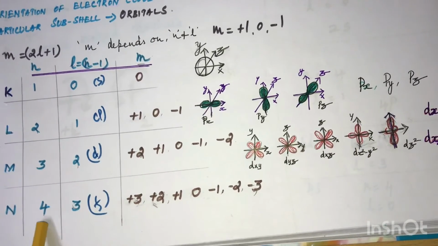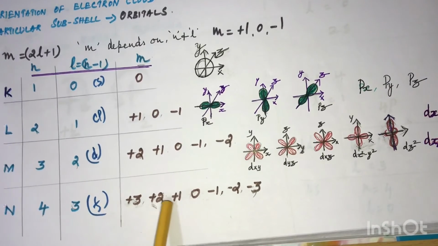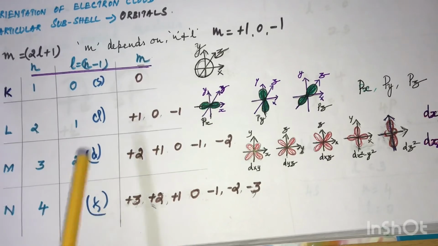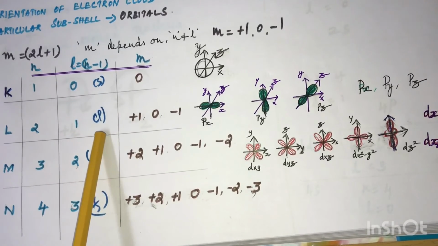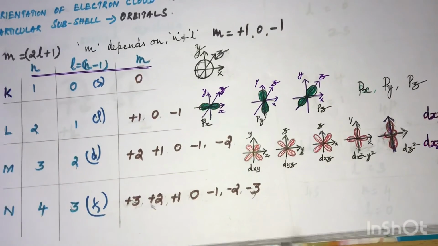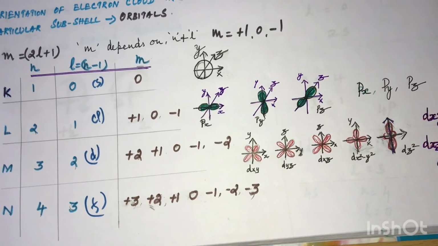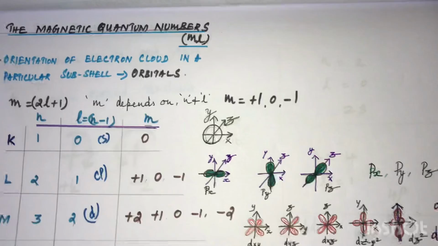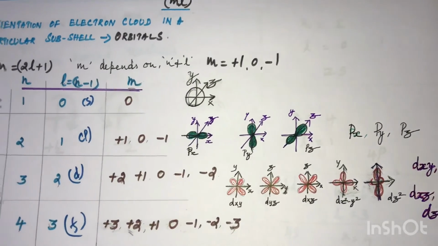Next one is for the n value 4, l value 3, the f orbital possesses 7 orientations. Each f orbital can accommodate 2 electrons. Totally f orbitals can accommodate 14 electrons. S orbital can accommodate 2, p orbital can accommodate 6, d orbital can accommodate 10, f orbital can accommodate 14 electrons. The shape is not given; that will come in higher level classes. So the magnetic quantum number talks about the orientation and shape of the orbital; the sub energy level depends upon the value of n and l.